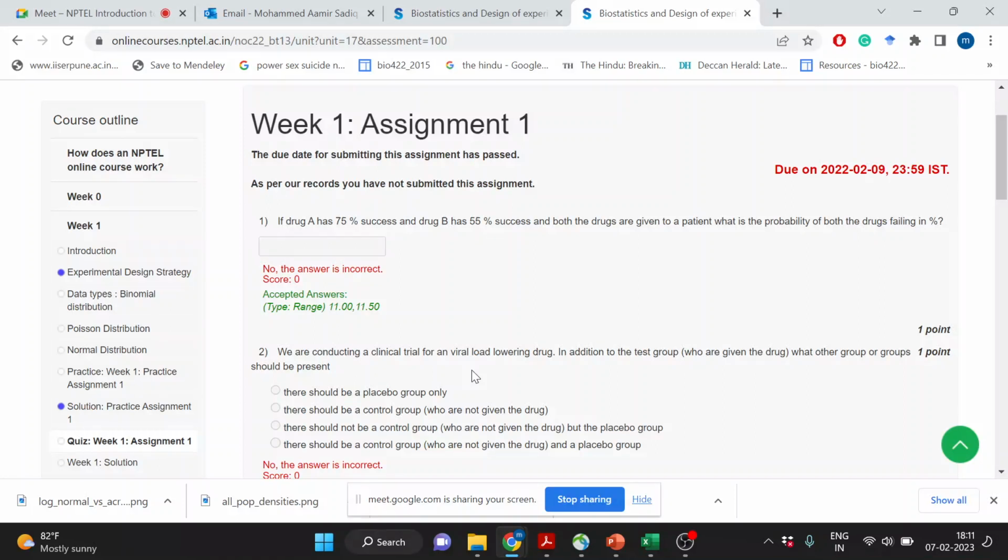Anyone? Option C, sir. Sorry, I heard someone unmute. The third option. There should not be a control group who are given the drug, but the placebo group. No, sir. There should be a control group as well as placebo group. Yes, sir. Okay, so fourth option.